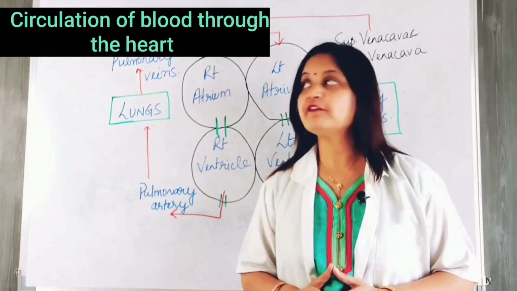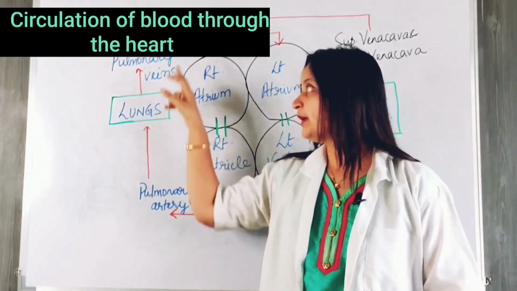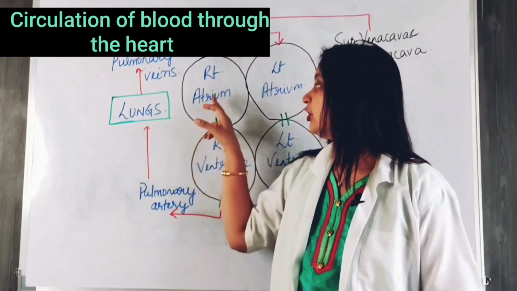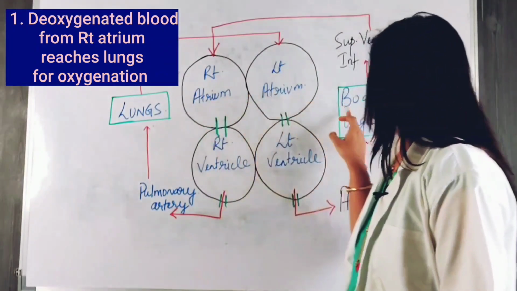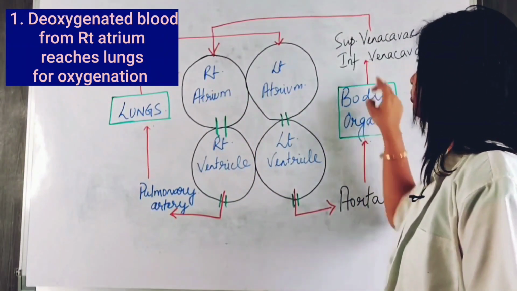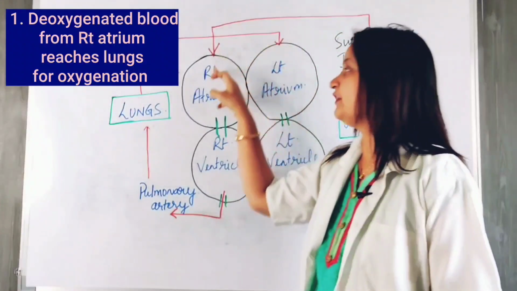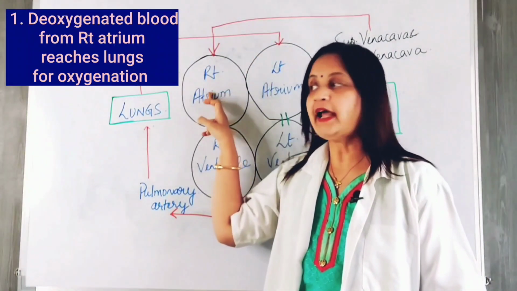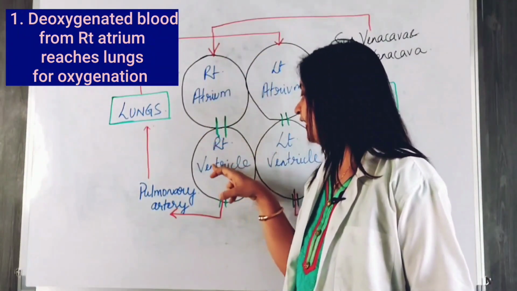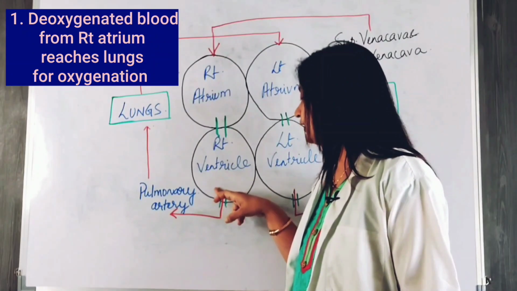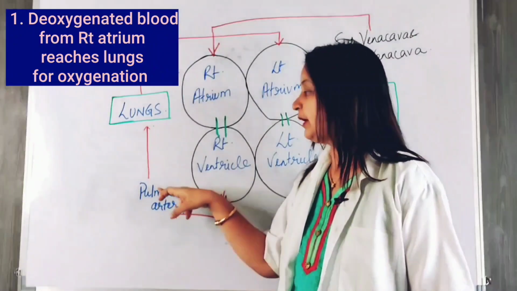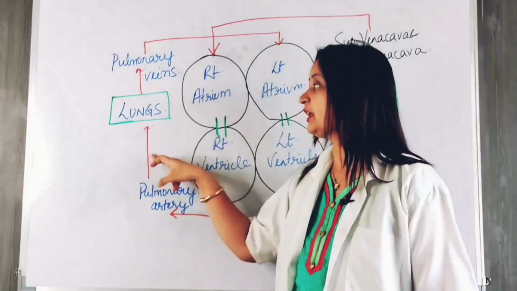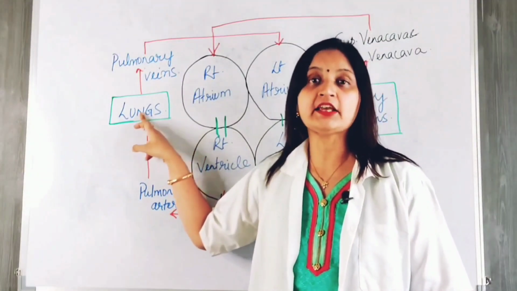To start off, the figure drawn here shows how the blood flows through the heart. The right atrium receives deoxygenated blood from the various body organs and tissues through the superior vena cava and inferior vena cava. From the right atrium, the blood enters the right ventricle, and the right ventricle expels the blood into the pulmonary artery. The pulmonary artery sends deoxygenated blood to the lungs for gas exchange.